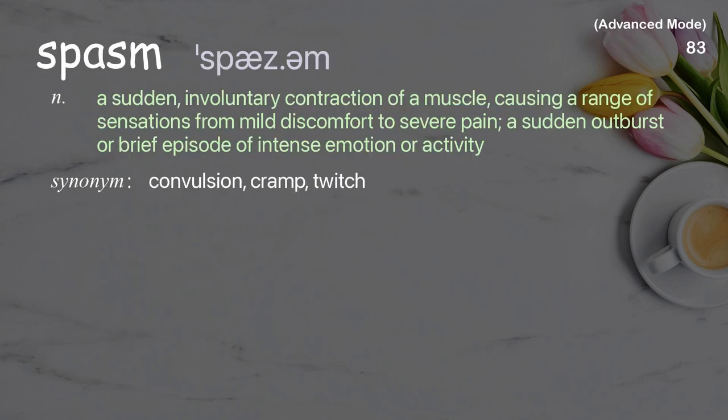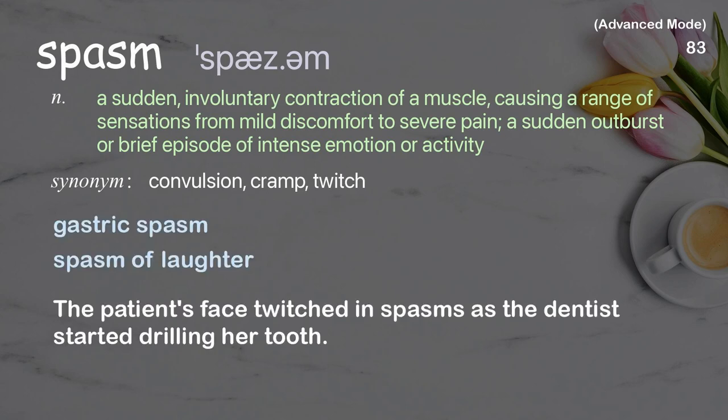Spasm. A sudden, involuntary contraction of a muscle, causing a range of sensations from mild discomfort to severe pain. A sudden outburst or brief episode of intense emotion or activity. Examples: Gastric spasm. Spasm of laughter. The patient's face twitched in spasms as the dentist started drilling her tooth.